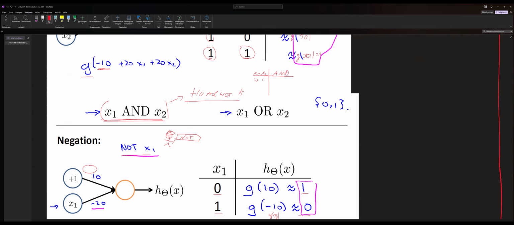So x1 and x2 are 0, 0, 1, 1, 0, 1, 0, 1, oh sorry, 0, 1, 1, 1. AND is only true if both are true, right? So AND is basically 0, 0, 0, 1. They both have to be true. So the offset needs to just be larger, right? The offset needs to be larger, so it's only offset by these two.